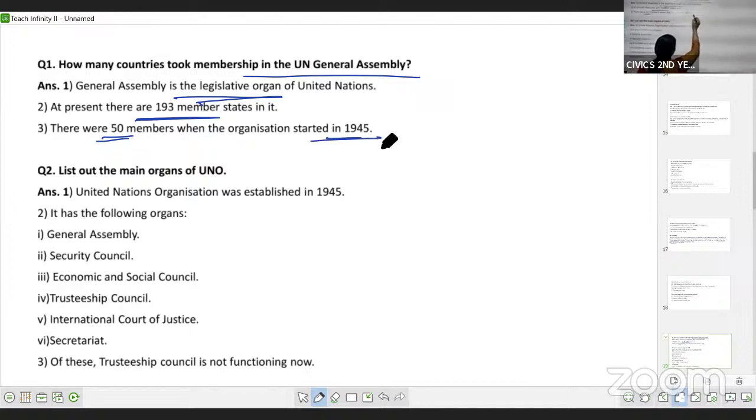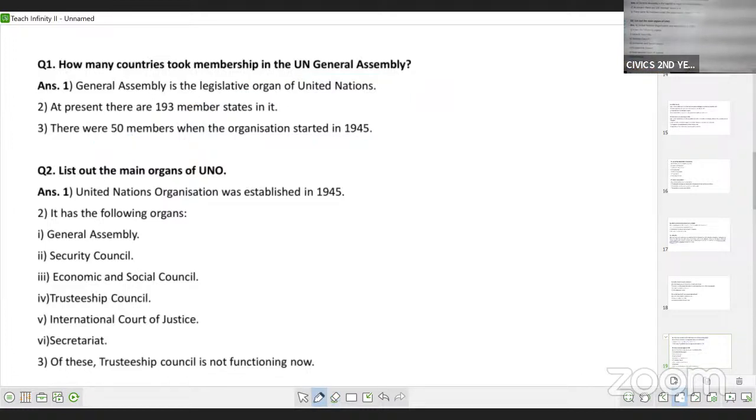So, 193 countries are the members of the UN General Assembly, and there were 50 members when the organization was started in 1945, when the League of Nations couldn't stop the Second World War. During the Second World War, the United Nations organization was formed. That is in 1945. That time there were 50 members in the UN General Assembly. Now it has 193 member states.